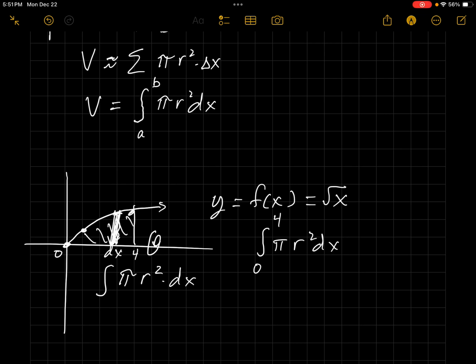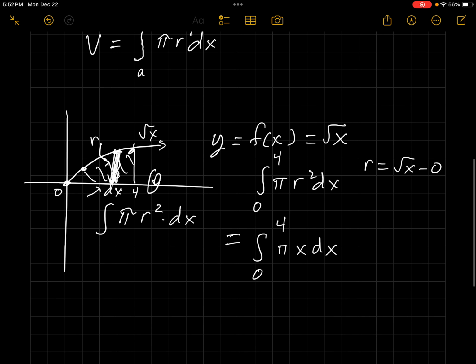Well, what is the radius? The radius, as we drew it, is the big value, big y, root x, minus the little y value, or the smaller y value, 0. So plugging it in, I get the volume is the integral from 0 to 4 of pi times r squared dx. Since r is the square root of x, r squared is x.